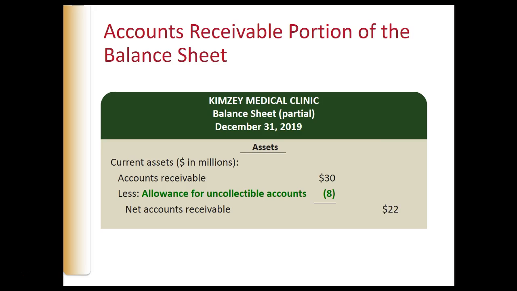And in the 2019 balance sheet, Kimsey will report the allowance account at the best estimate of its appropriate balance, $8 million. The balance sheet will show accounts receivable at its net realizable value, which is the $22 million, the $30 million minus the uncollectible accounts of 8.